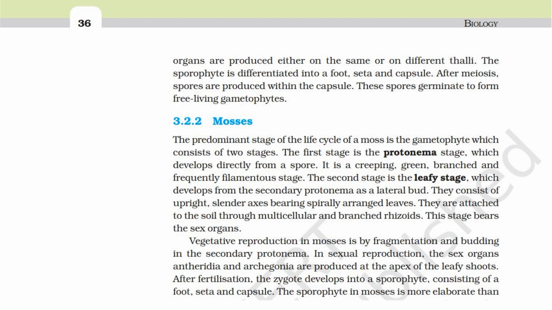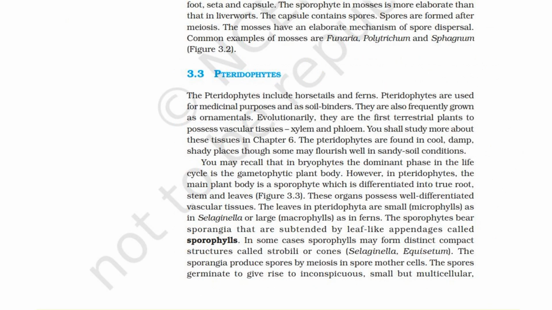Vegetative reproduction in mosses is by fragmentation and budding in the secondary protonema. In sexual reproduction, the sex organs antheridia and archegonia are produced at the apex of the leafy shoots. After fertilization, the zygote develops into a sporophyte, consisting of a foot, seta and capsule. The sporophyte in mosses is more elaborate than that in liverworts. The capsule contains spores. Spores are formed after meiosis. The mosses have an elaborate mechanism of spore dispersal. Common examples of mosses are Funaria, Polytrichum and Sphagnum.